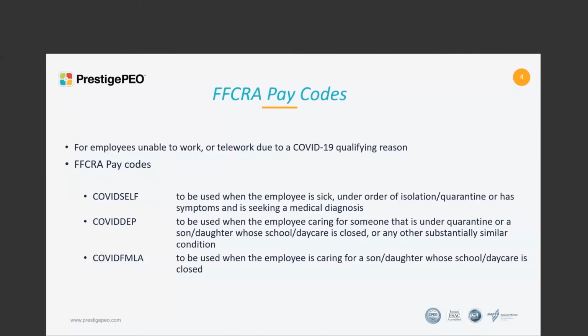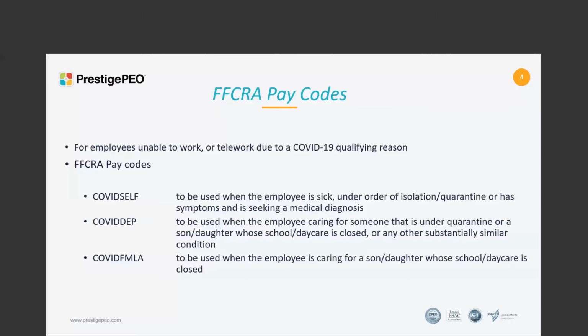COVID self is to be used when the employee is the one who is sick, is showing symptoms and is seeking a diagnosis, or has been told by a doctor or some other agency that you need to isolate or quarantine. So that is the emergency paid sick leave for when the individual is sick. The emergency paid sick leave for when you're caring for a dependent is the COVID DEP code. So you're caring for a loved one or a family member that is under isolation or quarantine, or you're the parent of a child whose school or daycare has been closed. Parents of children whose daycare or school has been closed can then continue into the COVID FMLA, which is the 10-week coverage for that issue.